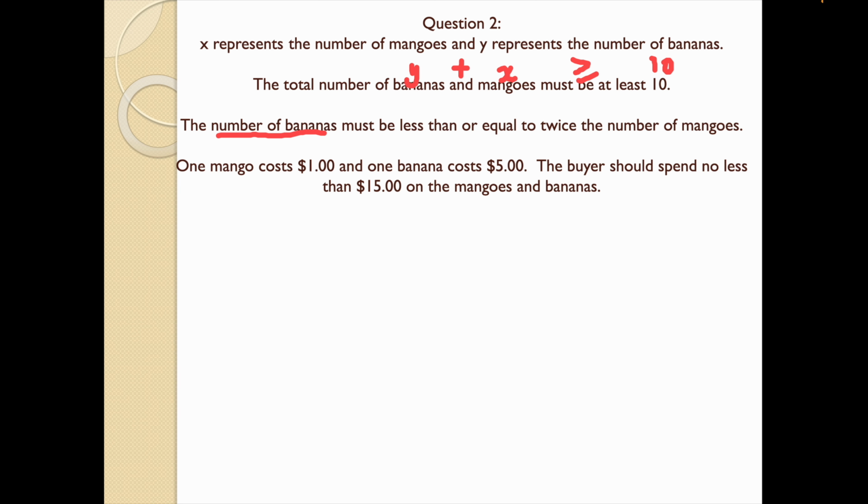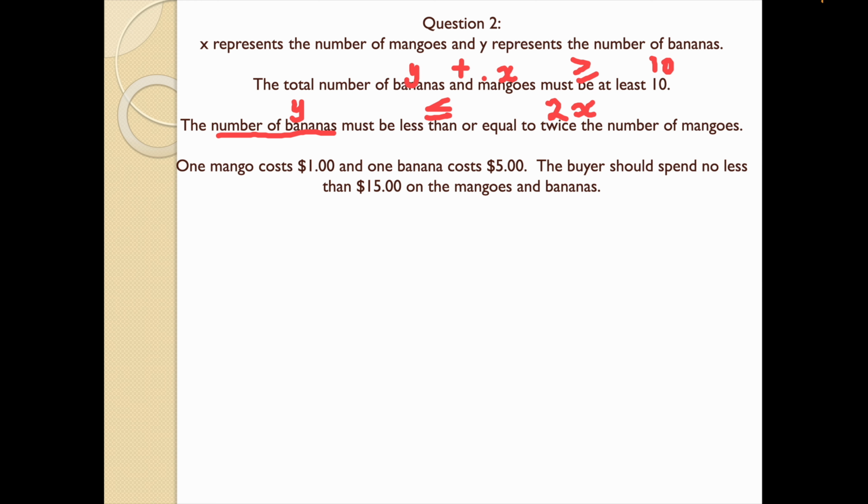Okay. So the number of bananas, which represents what? The number of bananas would be Y, which must be less than or equal to twice the number of mangoes. So the number of mangoes would be x. So y is less than or equal to 2x. So the number of bananas must be less than or equal to 2x.